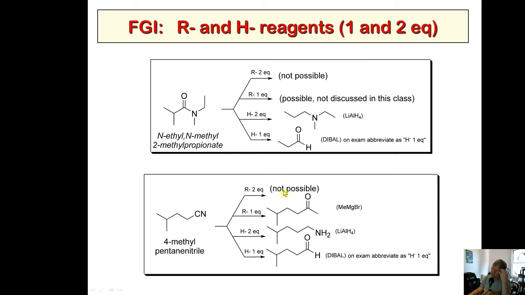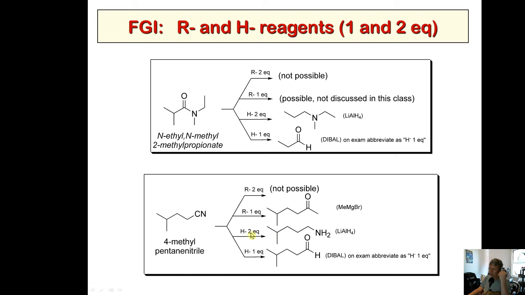Then we have nitriles. Nitriles are kind of like a similar sort of derivative, and we did learn, well, we never learned about R-2 equivalents. I don't think it's possible. We did learn about R-1 equivalent, though. Grignards attack nitriles, and you get a temporary amine intermediate, and then you hydrolyze that, and you get a ketone. Okay.